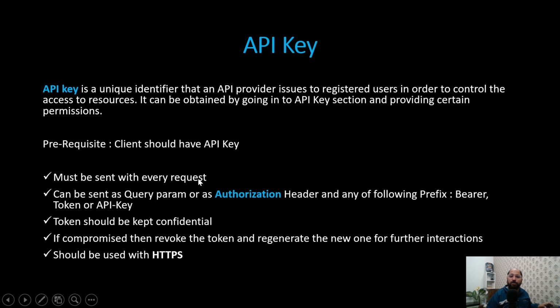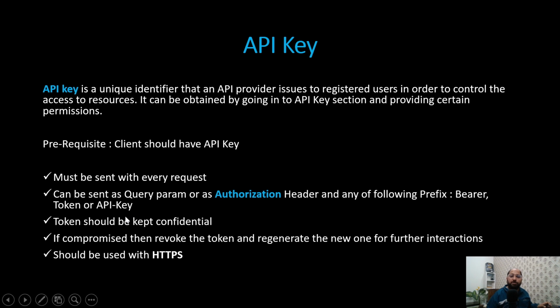Once we have API key, whichever request needs API key in order to access the resource, we need to pass API key. And API key can be sent in many formats. It can be sent as query parameter or as an authorization header. When we send it as authorization header, we need to provide the token, and before the token we need to prefix either bearer token or API key, depending on how the API is developed. Is it expecting bearer, or token, or API key? So we can pass any of these prefixes.